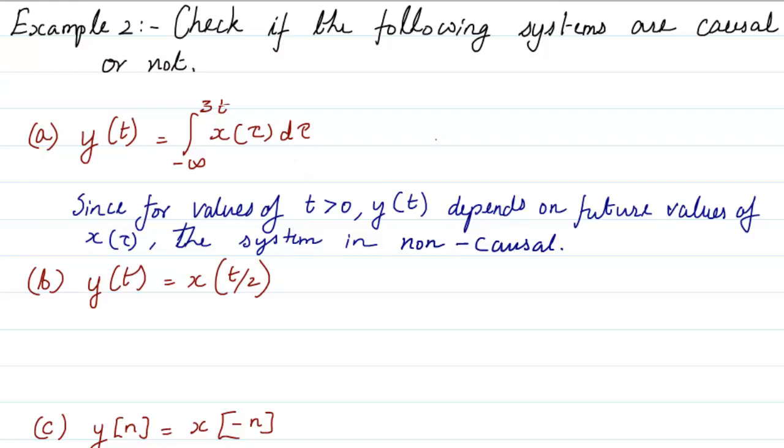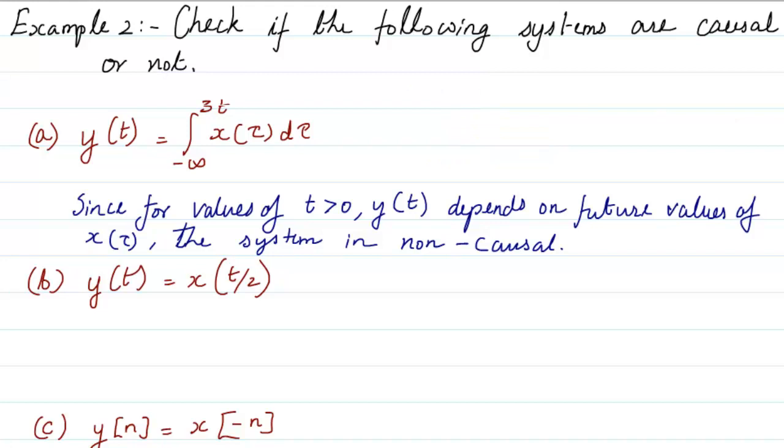See, if in this one the integration would have been from minus infinity to t, then it would not have been a big problem, because t is something which will give you the present value. So it will depend only on present values as well as previous values. But when you write 3t, you are talking about the future.